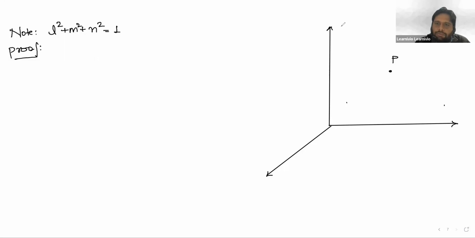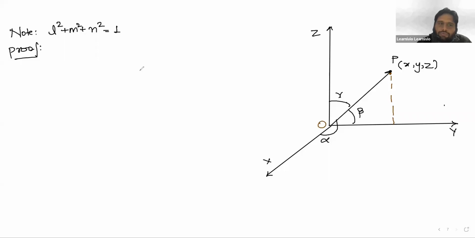Suppose we have a point P here, and this point P has the coordinates x, y, z. Again, this is making angles alpha, beta, and gamma with the x, y, and z axes. This is x, this is y, and this is z. Now from this point, we will draw a perpendicular here, and this is O. So we will say that this OP, this OP magnitude is R.